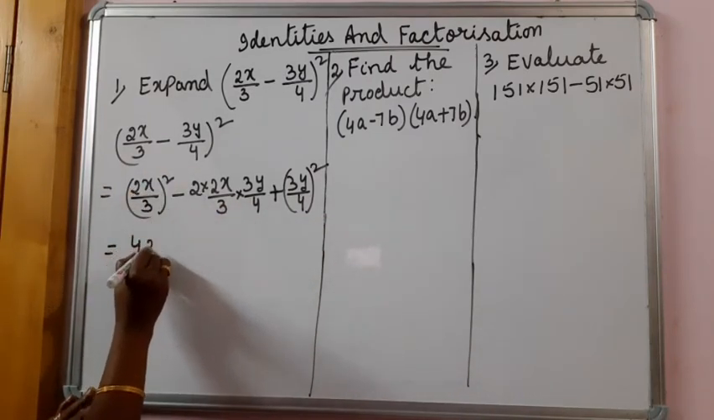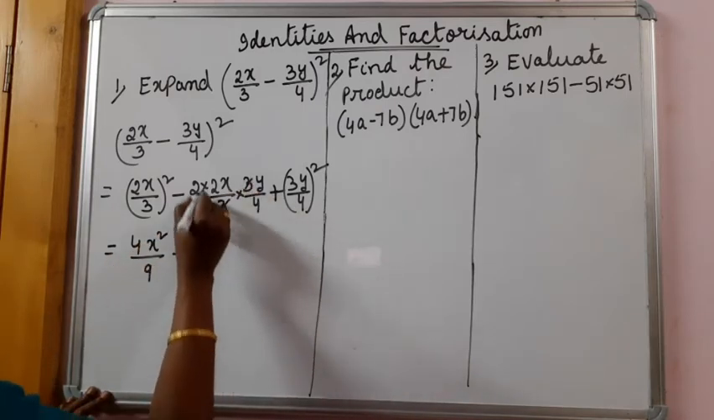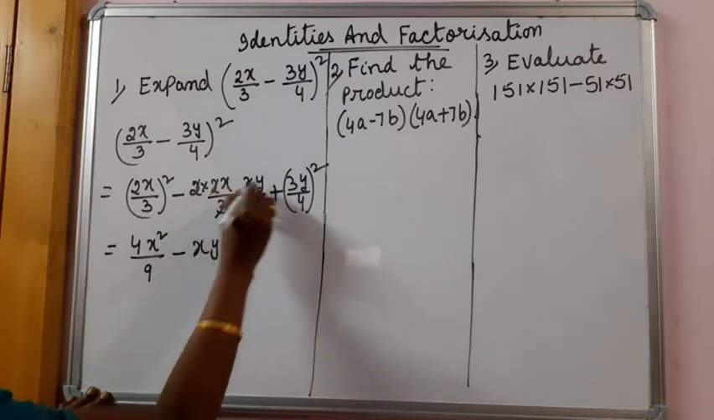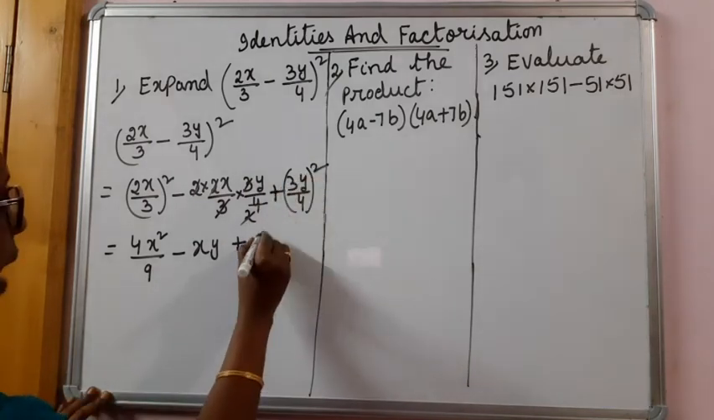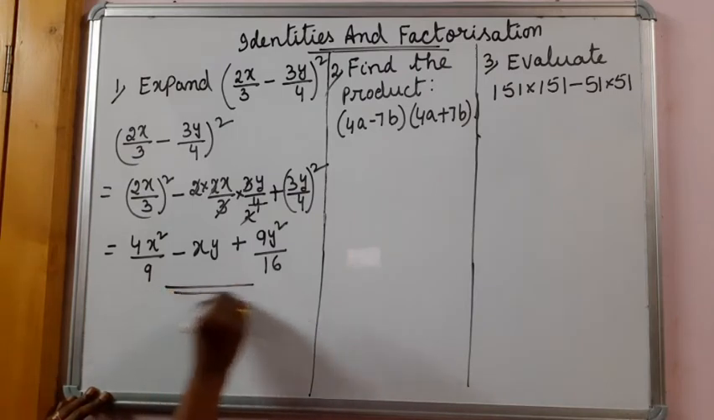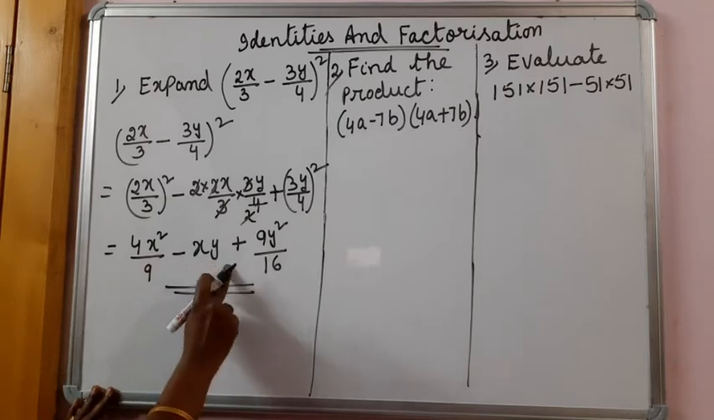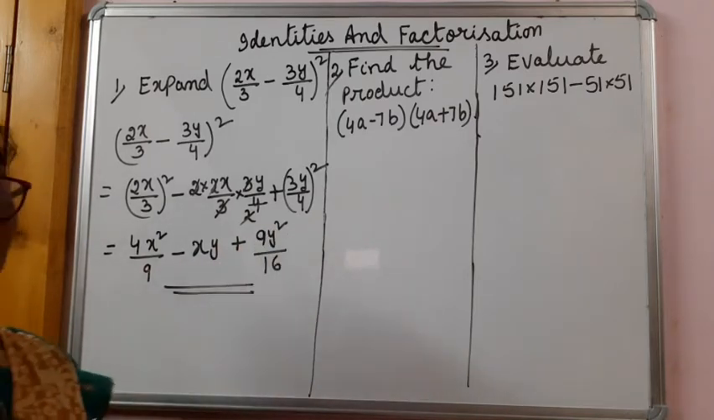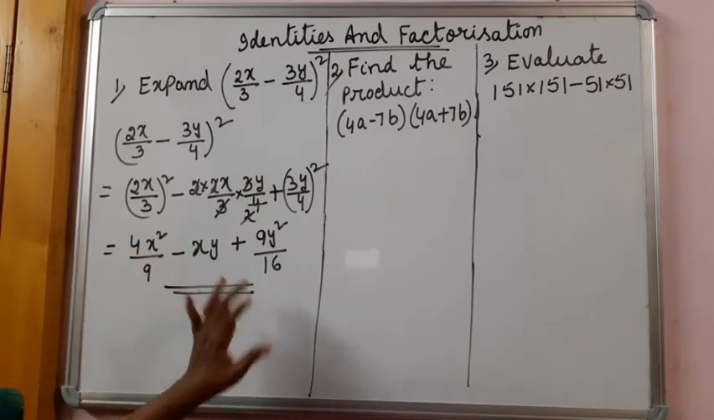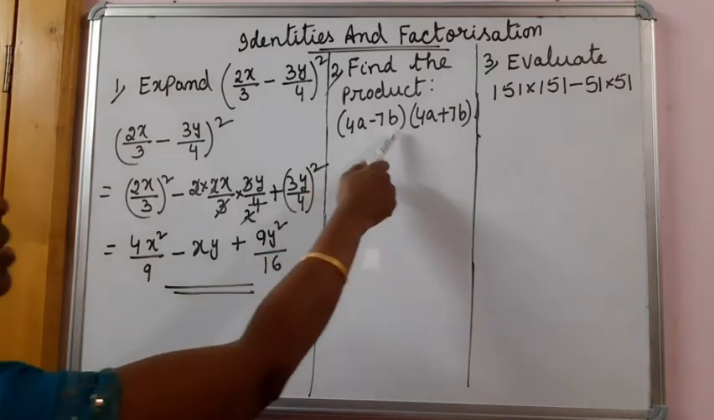2 square is 4, x square by 9, minus, here 3 is cancelled, 2 1s are 2, 2 2s are 2, 2 cancelled. We'll get only x into y, xy, plus 3y whole square is 9y square by 4 square is 16. Now here no like terms: here the term is x square, here x and y are there, here y square is there, so these are not like terms, so this itself is the answer. If there are like terms, we have to add or subtract. Now let us do the second one.